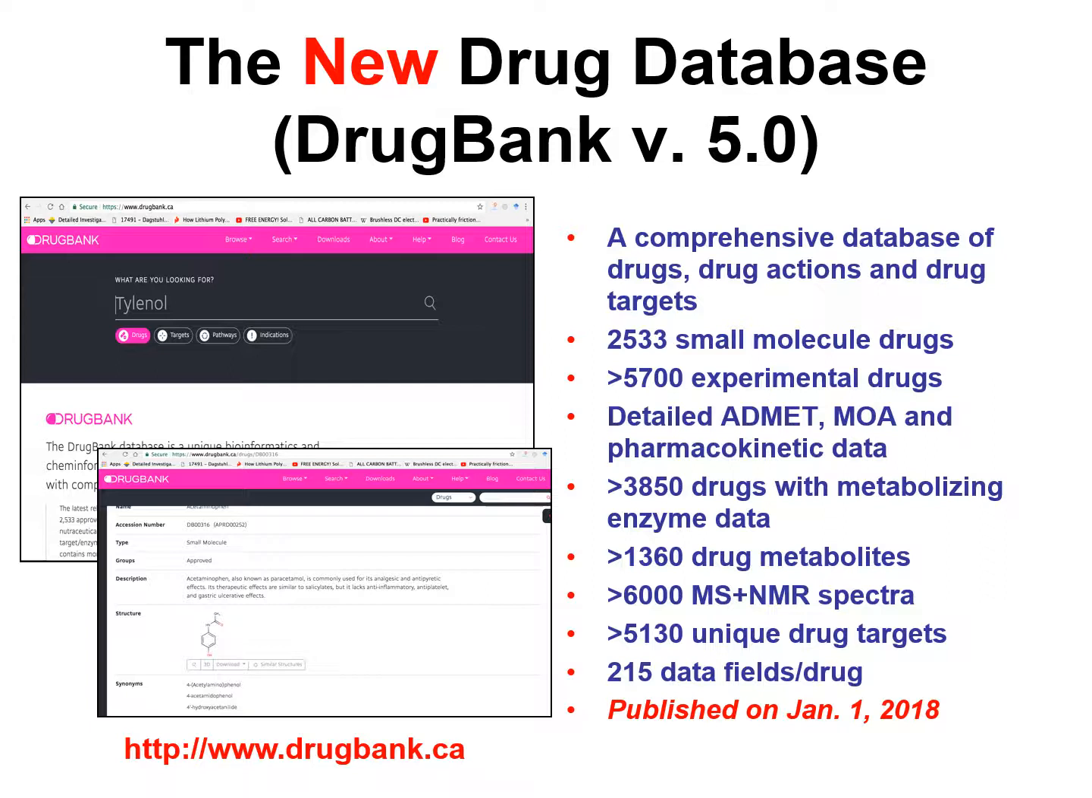It also catalogs information about experimental drugs. These would not likely be found in humans, but it also has a lot of information about drug metabolites. And there's almost 1,400 drug metabolites. There's also referential spectra for those compounds. It also has lots of information about drug targets, and that's probably the reason why the database is particularly popular.